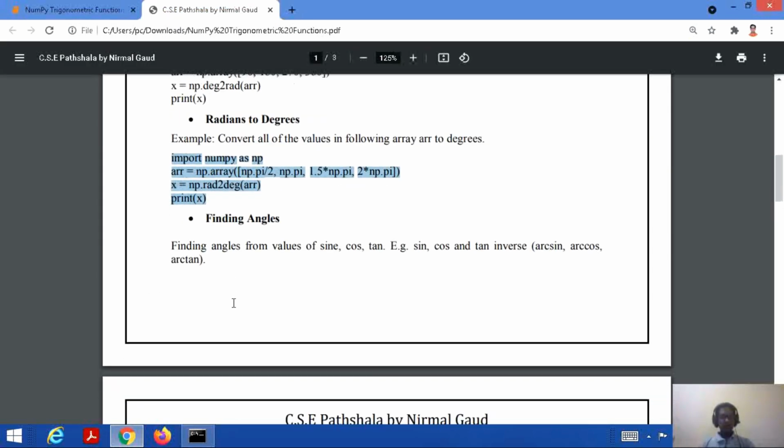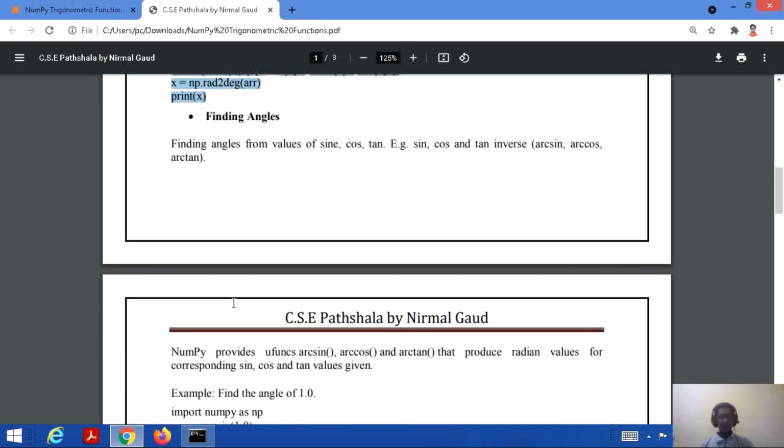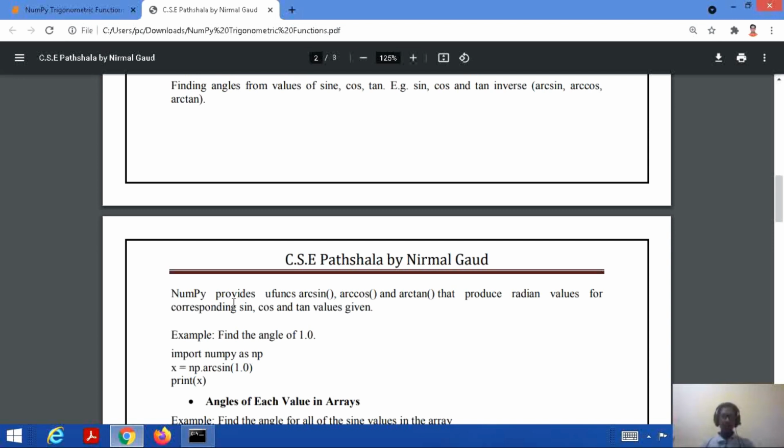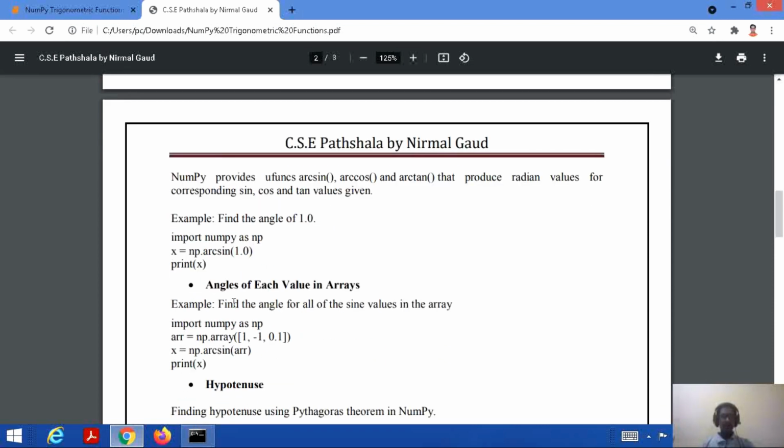Now, if you want to find angles, for example finding angles from the values of sine, cosine and tan, we need the inverse of sine, cos and tan. How do we do this? NumPy again provides universal functions, that is arcsin, arccos and arctan, which produce the radian values for the corresponding sine, cos and tan values. Let's consider an example. We have to find the angle of 1. To do this, we will write a code.